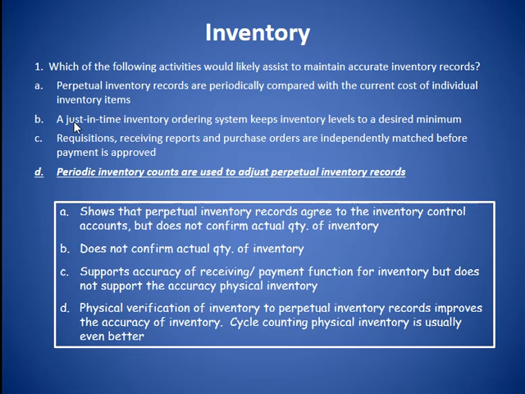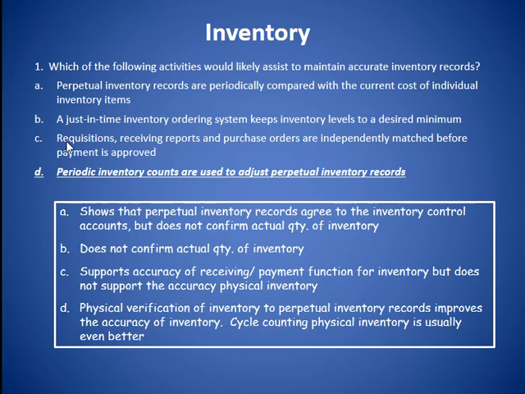B, a just-in-time inventory or JIT inventory ordering system keeps inventory levels to a desired minimum. And that's what a JIT system does. But when you think about it, it does not confirm the actual quantity of the inventory. As an example, my just-in-time inventory system may show a quantity of 20 and I only have 6 items in my inventory. So in that case, the system would say 20, but there's only 6 out there.